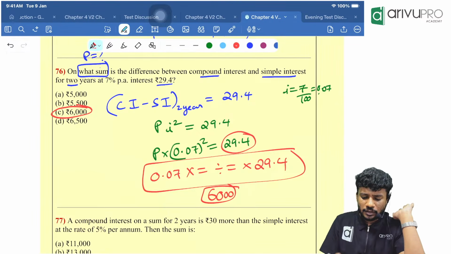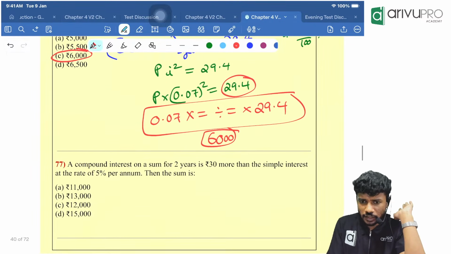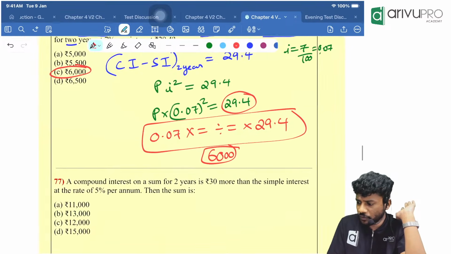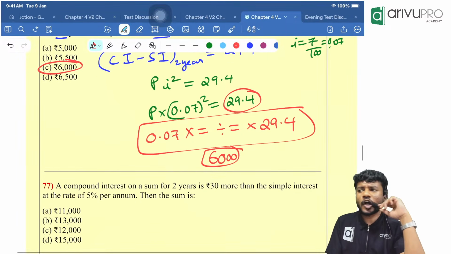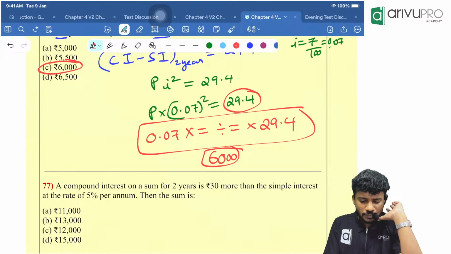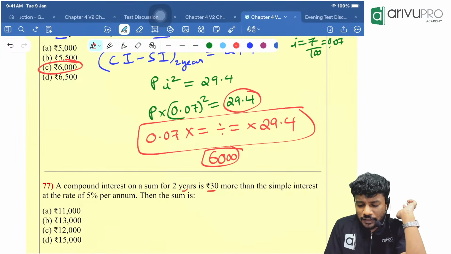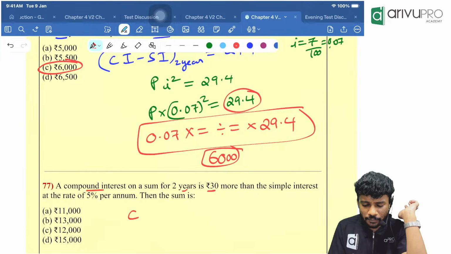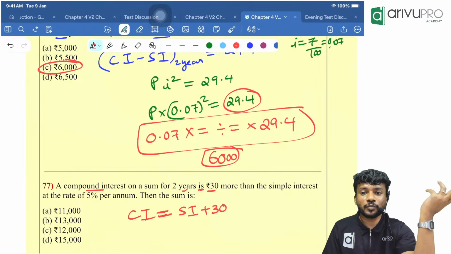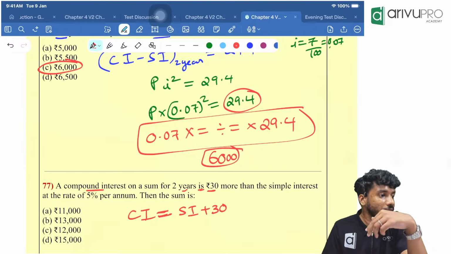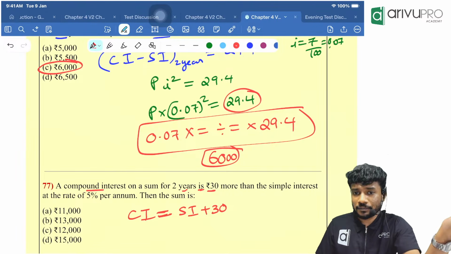Now, this question, everyone have a closer look. Compound interest on a sum for 2 years is 30 more than simple interest. What do you mean by that? Compound interest on a sum, CI, is equal to 30 more than simple interest. More than what? Simple interest. Can I say SI plus 30? Yeah. Is means equal to. More than means plus. What if it is less than 30? Minus 30.